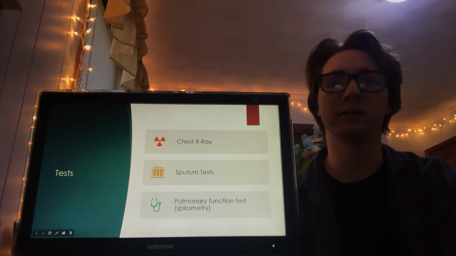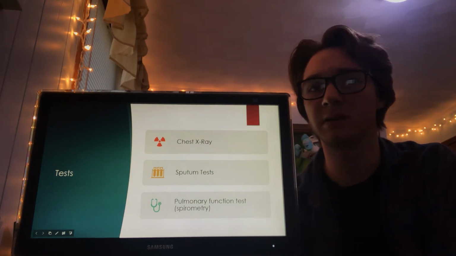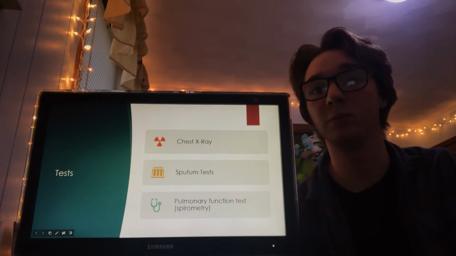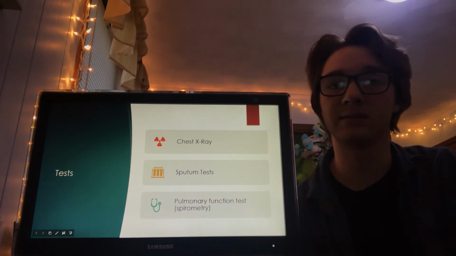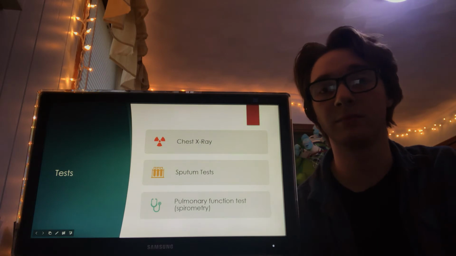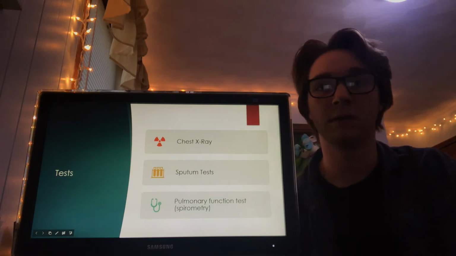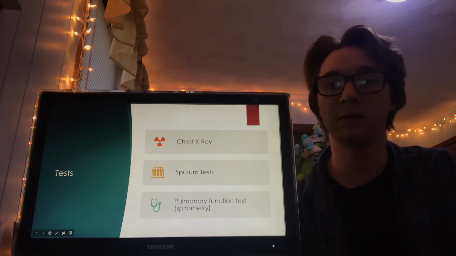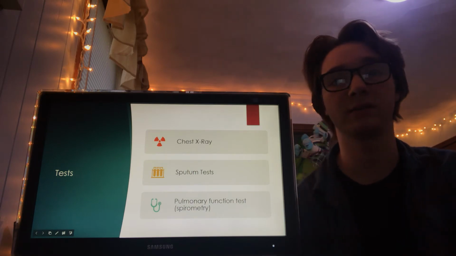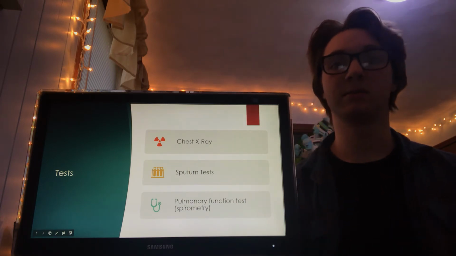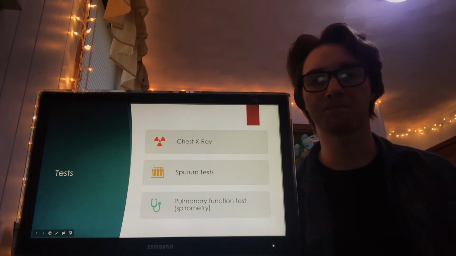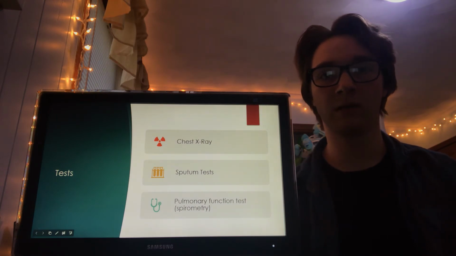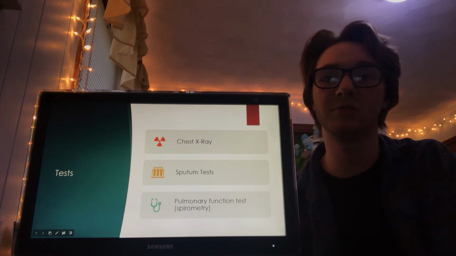And another test is the sputum test. What the sputum test does is it takes a sample of your mucus, also known as sputum, and it tests to see if there are any bacteria living on that sample. Now, if the test comes back positive, that means that you have bacteria present on that mucus sample, meaning that you might have bacteria that is causing infection. Now, an example of this is Staphylococcus aureus, which is one of many bacteria that can be found in the respiratory tract. And finally, another test that can be used is the spirometry test.